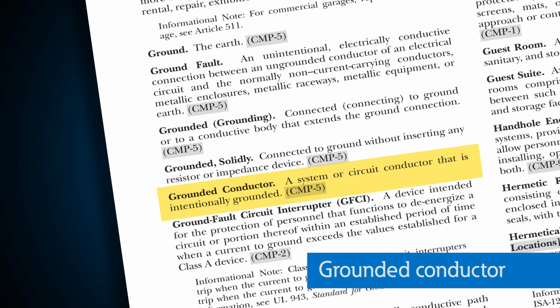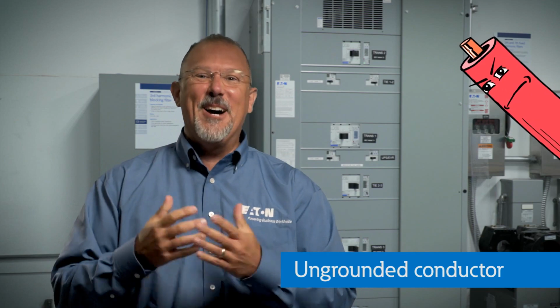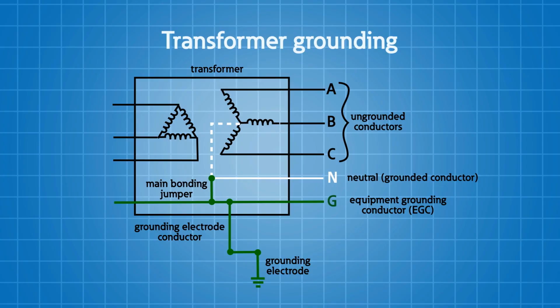All right, so now we're going to talk about the grounded conductor. This is the system or circuit conductor that is intentionally connected to the earth at that one point. We usually refer to this as the neutral. And its ugly brother, the ungrounded conductor, is a circuit conductor that is not intentionally connected to the earth. This is usually your phase conductors.